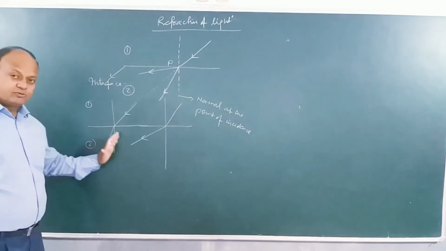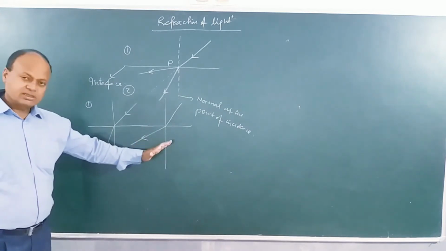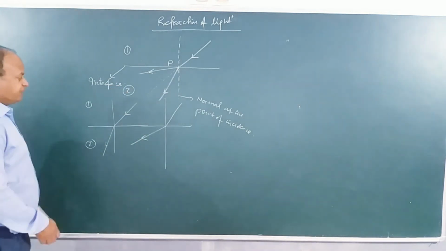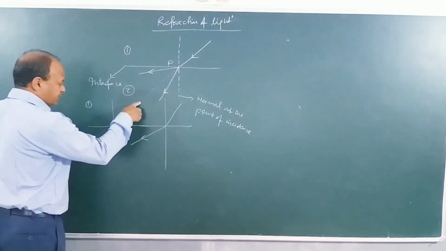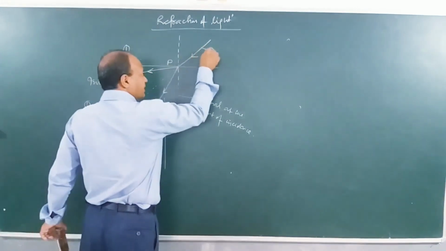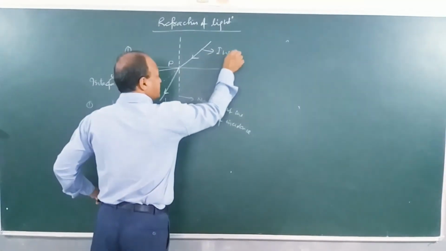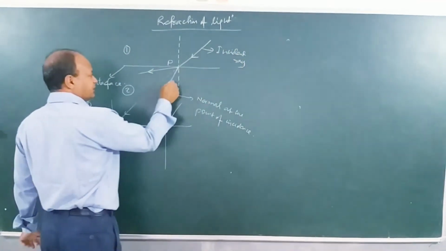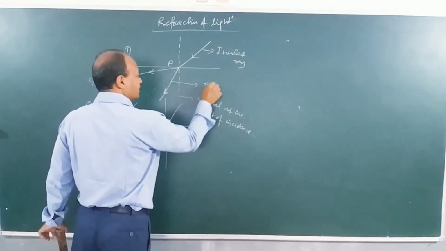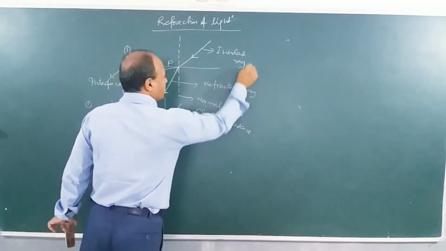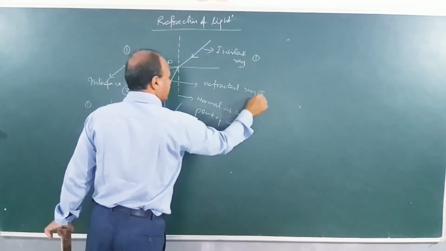The ray will bend towards the normal first, second, the ray will bend away from the normal, right? The first ray which is coming in medium 1 is called incident ray. The other ray which is in medium 2 is called refracted ray. I will call this ray 1, I will call this ray 2.